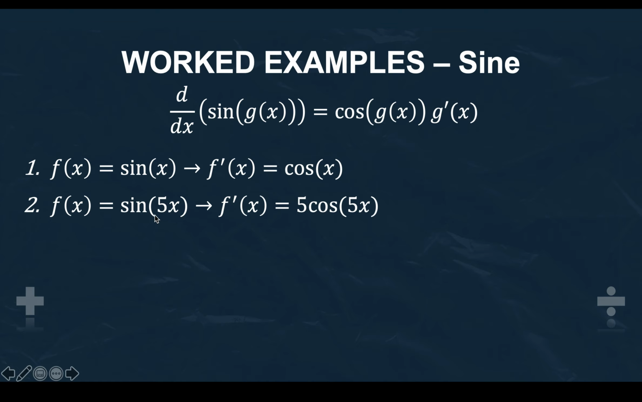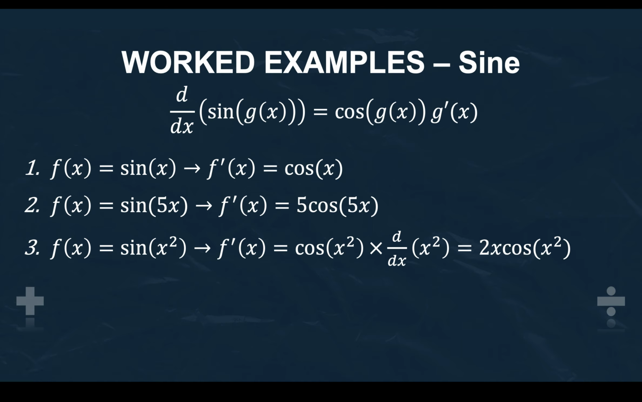Next example, f(x) equals sin 5x. Well, in this example, g(x), the inside function, is 5x. So if I want the derivative of sin 5x, that's the same as cos of g(x), so cos of 5x, times the derivative of g(x), which is the derivative of 5x. The derivative of 5x is just 5, so you're left with 5 cos 5x.